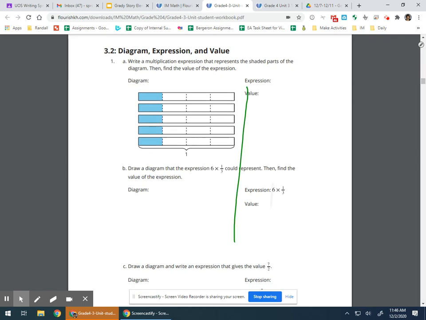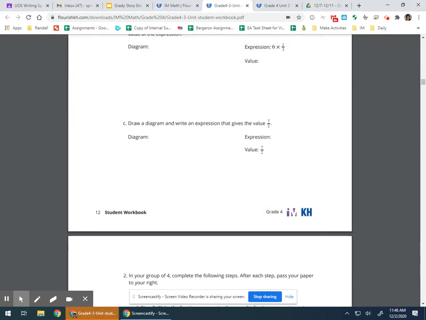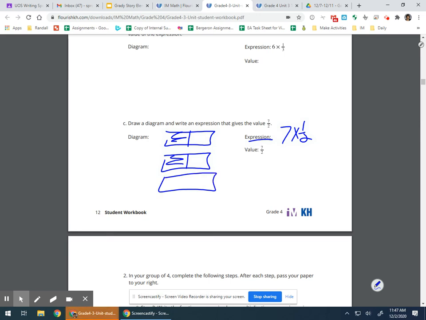Oops, sorry. All right, now we're going to see. It says, draw a diagram and write the expression that gives a value of 7 halves. Okay, so right now what I want you to do is pause the video. You're going to do this one by yourself. Okay, we're back. You should have an expression, which would be 7 times 1/2. You should have 1/2. How many times? 7, absolutely.